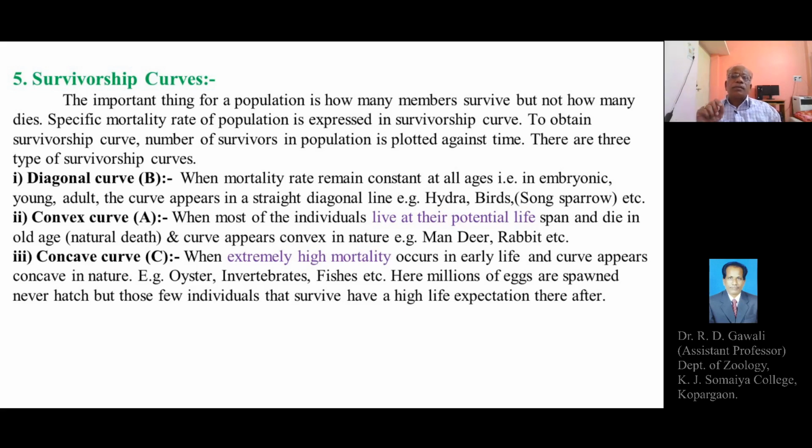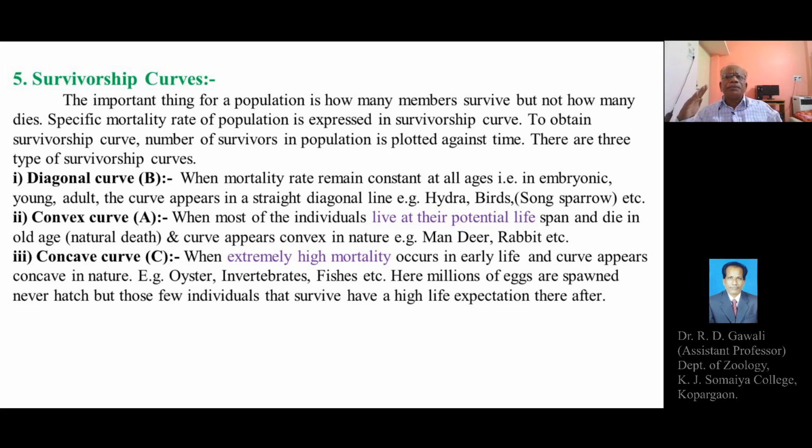So among these, when the mortality rate or the death rate remains constant at all stages, that is in an embryonic stage or in a young stage or in an adult stage, the curve appears to be straight, in a diagonal line. For example, in hydra or birds like song sparrow, etc.